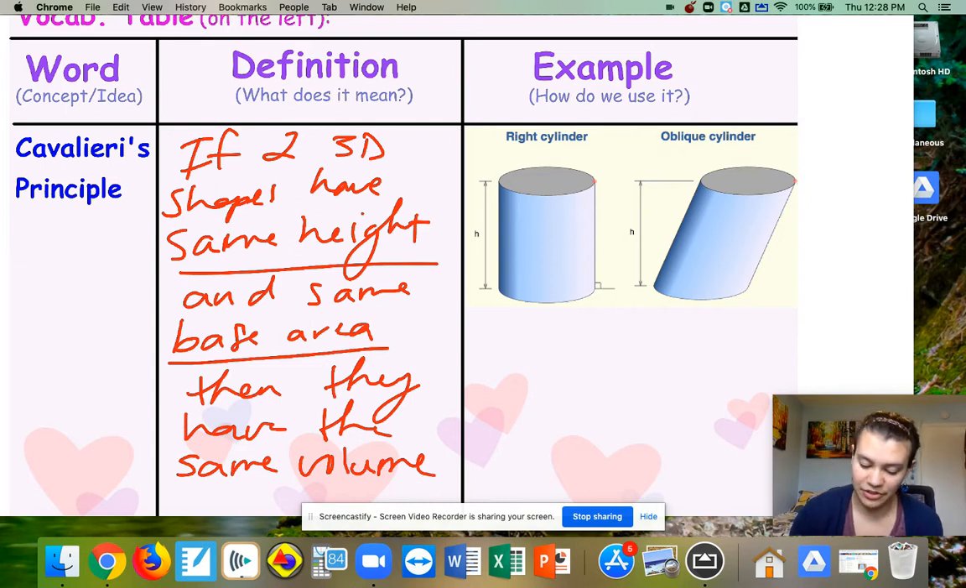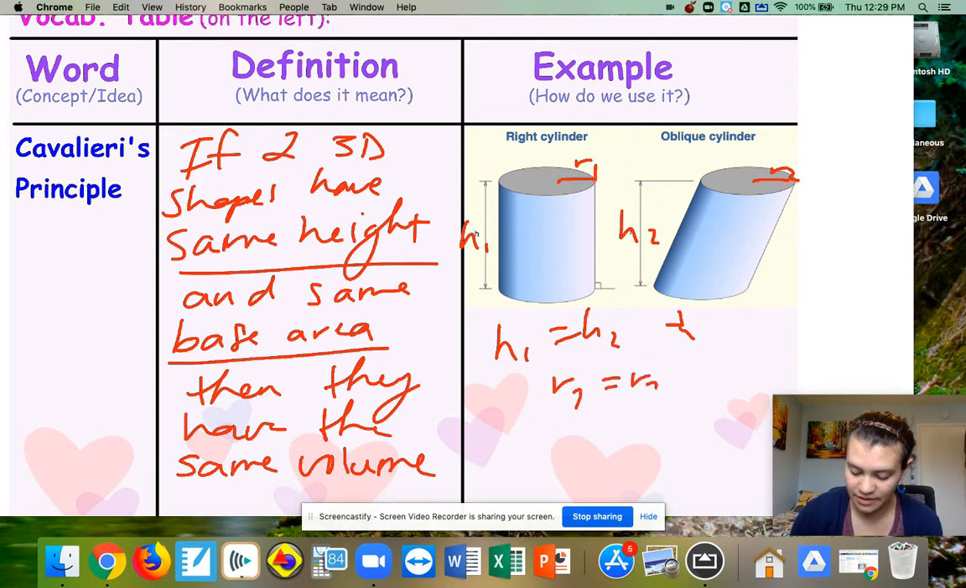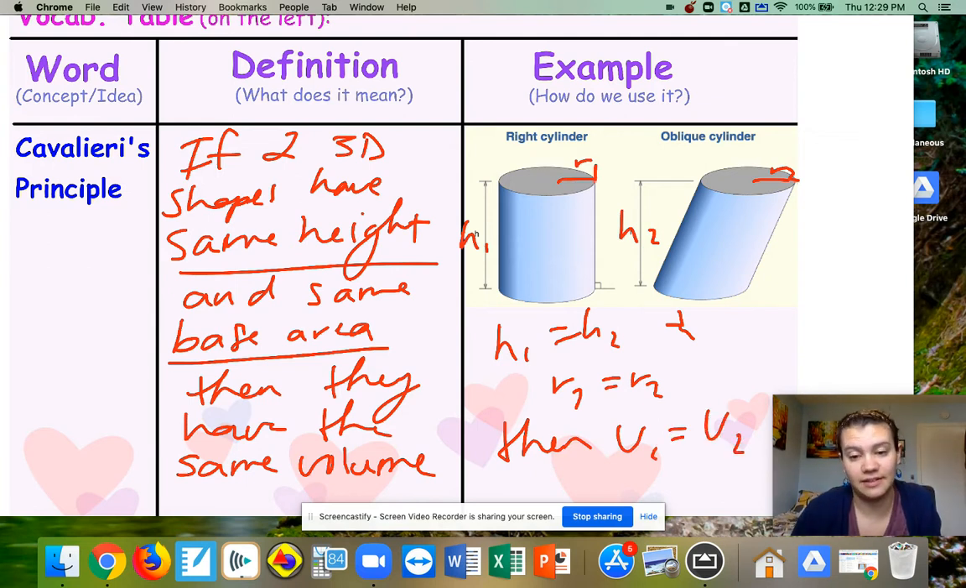then they have the same volume. So the example over here, if we say this is height 1, height 2, call this radius 1, radius 2. So here if your heights are the same and your radiuses are the same, then your volumes have to be the same because you only use the heights and the radiuses to find volumes of cylinders.